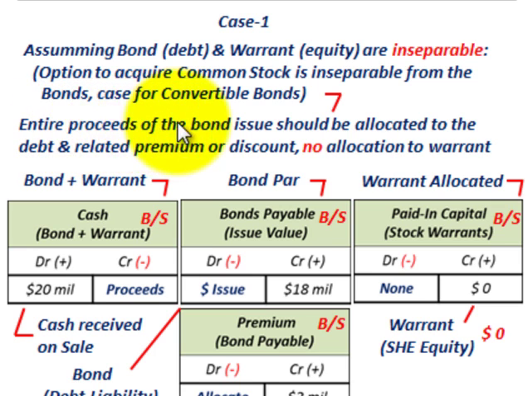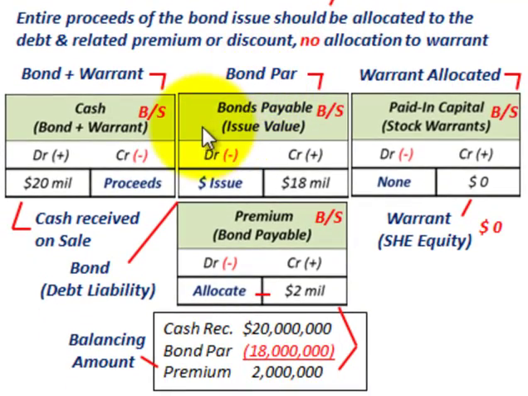The entire proceeds of the bond issue should be allocated to the debt and any related premium or discount on the bond. There should be no allocation to the warrants, since the warrants and the bonds are inseparable. So how would we record this, and how would we allocate our proceeds? For our cash account, this is with the bond plus the warrant, we would debit that for $20 million, the cash received on the sale.